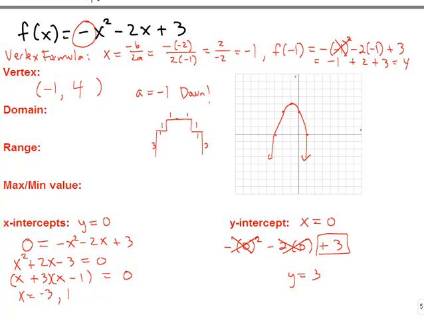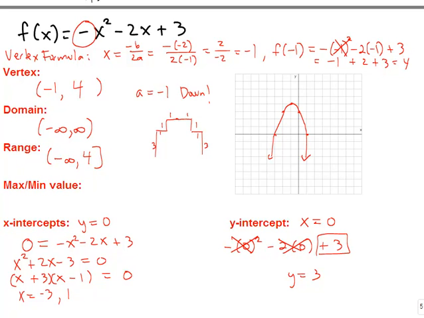Domain. Domain of this parabola, all real numbers. It's always going to be the case. What would be the range here? Because this parabola is pointing down, your range starts down here at the bottom and goes no higher than that vertex. And the vertex was at a height of 4. So my range is negative infinity up to 4 with a bracket around the 4.